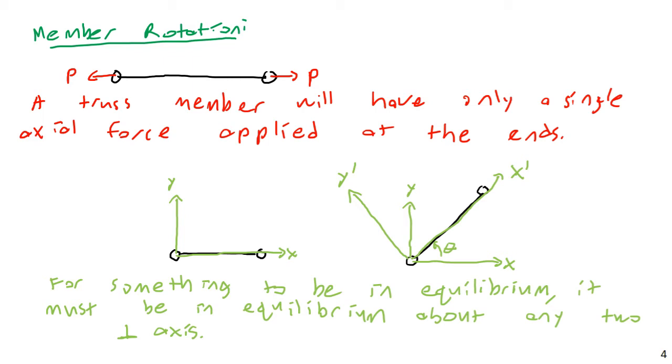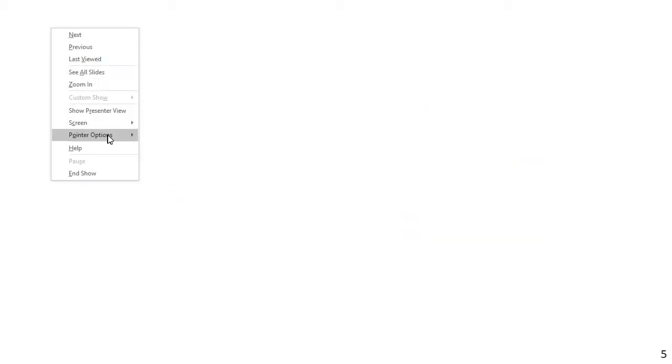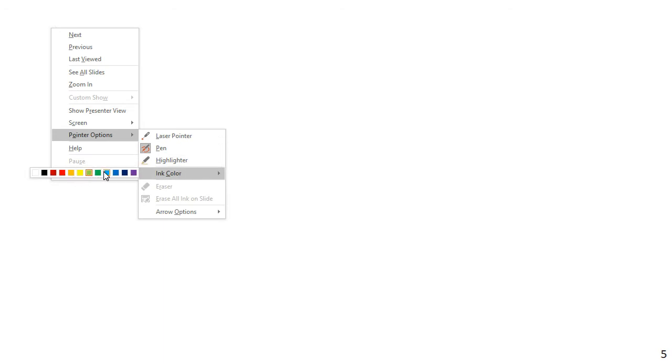So it doesn't matter if the member is rotated, it doesn't matter what kind of angle it's at, it doesn't matter if I flip it around. A truss member, by nature of its supports, will only be able to support one axial force at the ends. Now, I might want to look forward and see how this relates external forces to internal forces. So let's look at truss members, external versus internal forces.